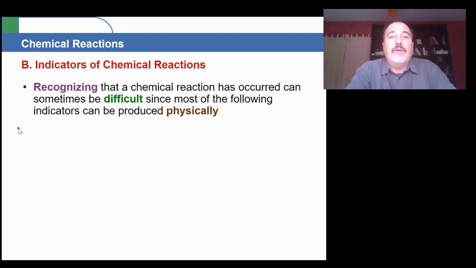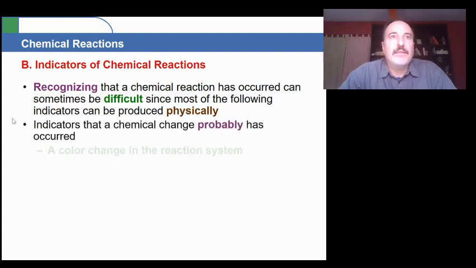But now, how can you tell that a chemical reaction has actually occurred? Well, it can be difficult sometimes because most of the following indicators can be produced physically. There are a number of indicators that you can look for, and think of these kind of like clues that, hey, if I see this, probably a chemical reaction has occurred, but not necessarily.